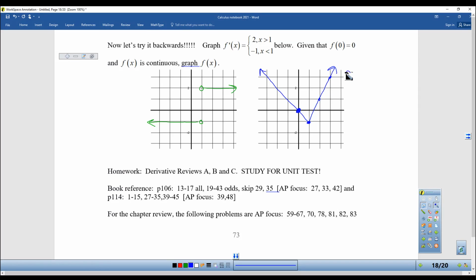This is the original function f of x. This is its derivative. It has a derivative of 2 for everything greater than 1. It has a derivative of negative 1 for less than 1. And see how neither one of these are equal? That's because it has no derivative at x is equal to 1. That's why these are both open. See how it's all coming together? And I went through that point, f of 0 is equal to 0, and I made it continuous.